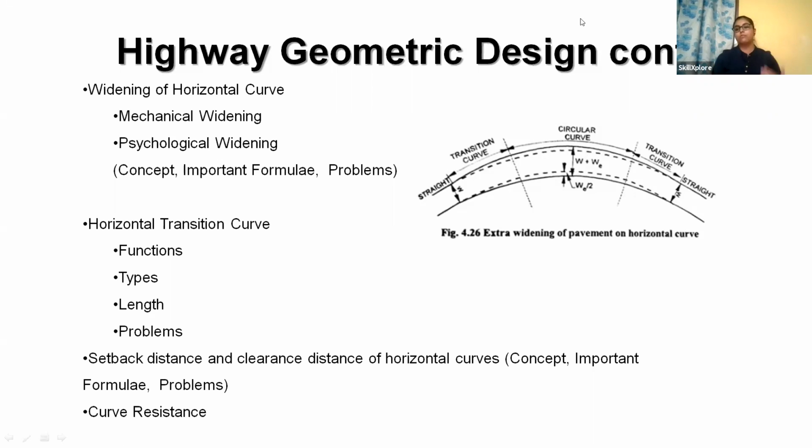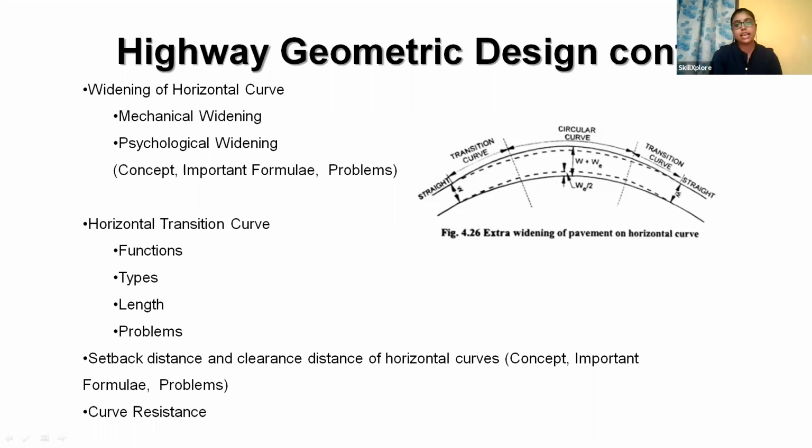Where all these types of curves are provided, what are the advantages, what are the disadvantages, and also an important point, the length, how much the length is. Here we can see the transition curve in the figure. So what is the expected or desired length for this transition curve, and its problems? All these things are considered here.